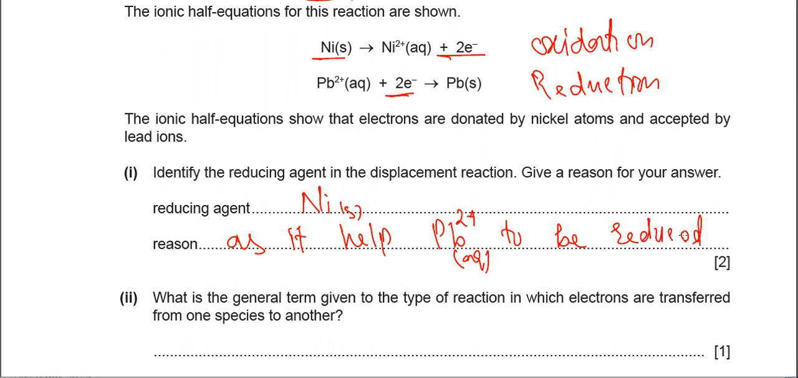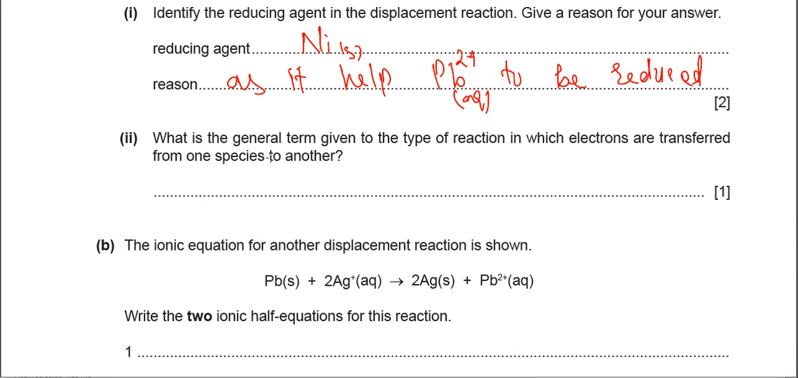That is why it is what? A reducing agent. What is the general term given to the type of reaction in which electrons are transferred from one species to another? So it means one is losing, the other one is gaining. So again we can say it is a redox reaction in which one is losing electrons, getting oxidized, and the other is gaining electrons, it is reduced. So we can say it is a redox reaction.